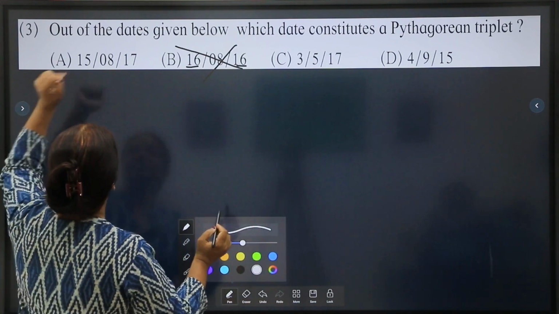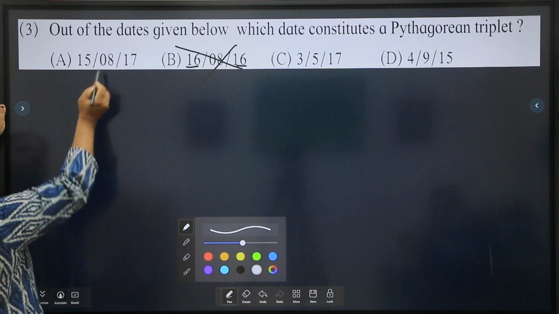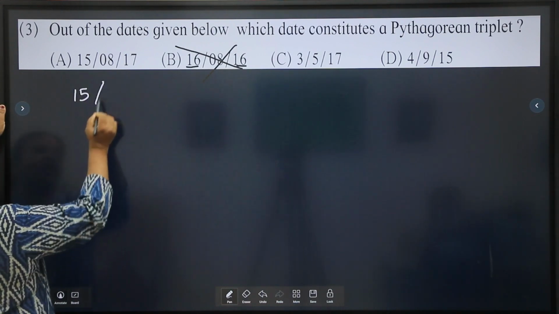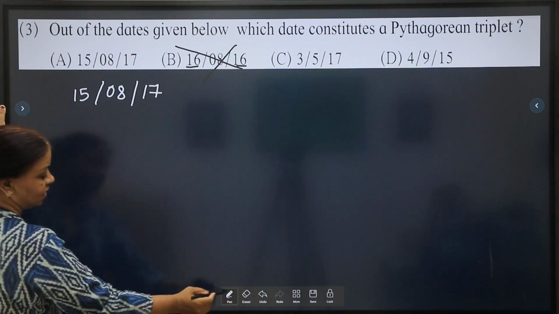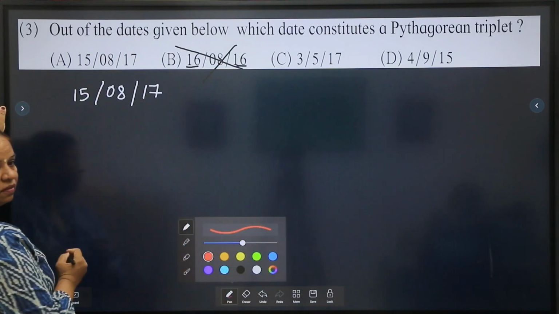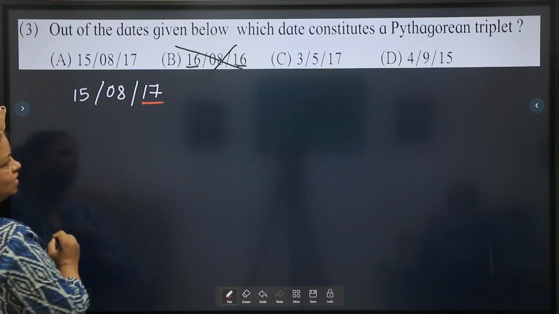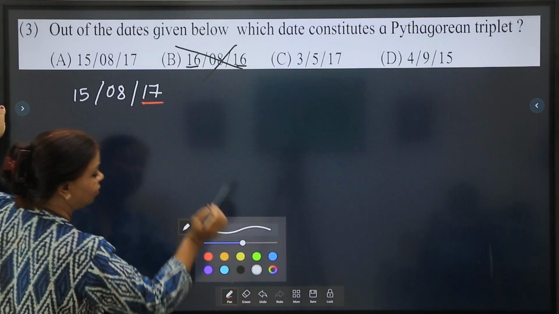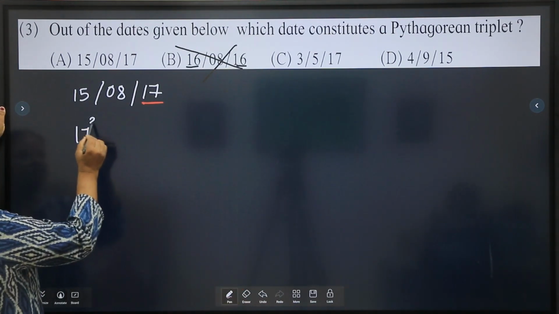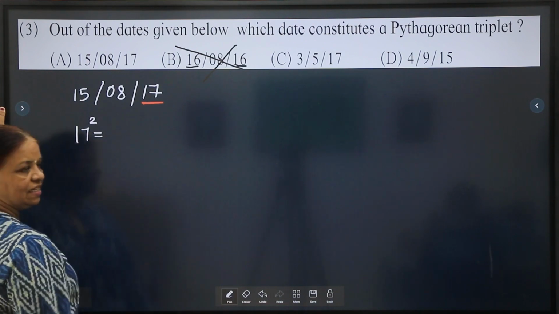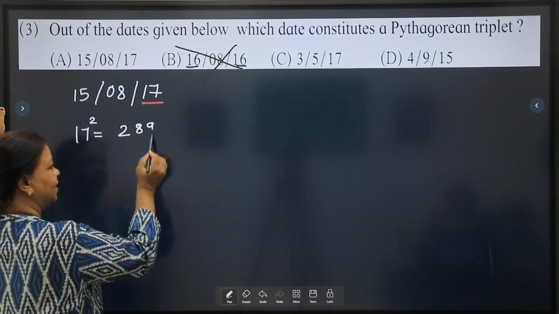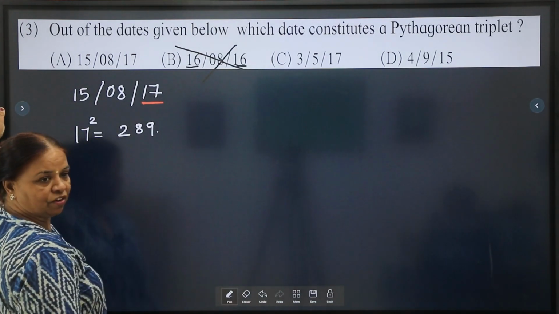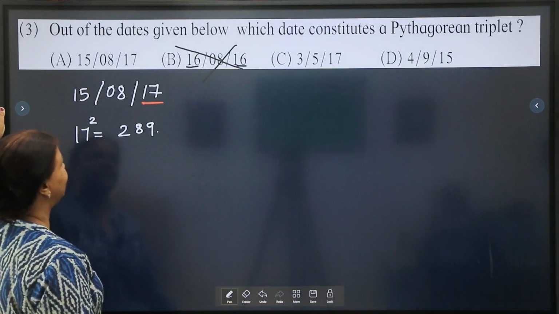The first we will check this A, 15, 8 and 17. Which number is the largest number, children? 17 is the largest. So we will find the square of 17 first. What is the square of 17? 289. Okay, the square of 17 is 289.